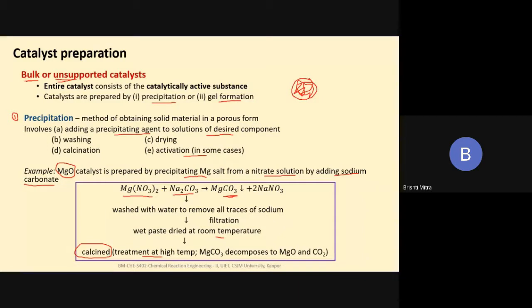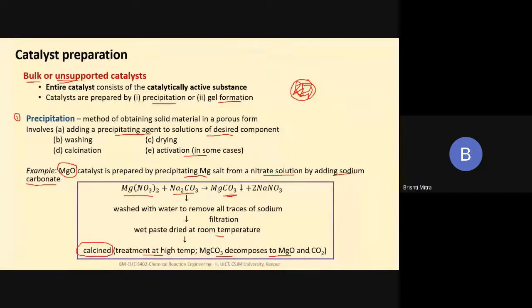Usually what happens is that the dried solid, the bulk catalyst you have formed, is at room temperature. Then from room temperature to a high temperature of 500, 600 degrees centigrade, you slowly increase the temperature. That process is known as calcination. During this process, your magnesium carbonate decomposes to form magnesium oxide and carbon dioxide. So this is the process by which we form the bulk magnesium oxide, which can then be used as a catalyst.